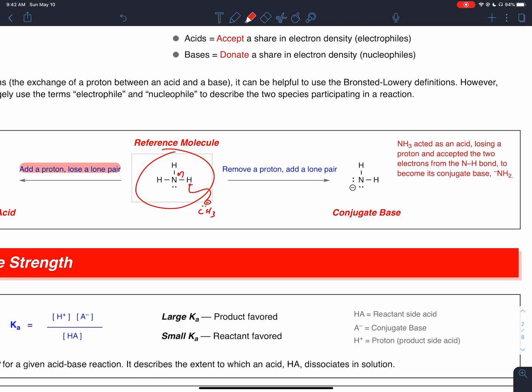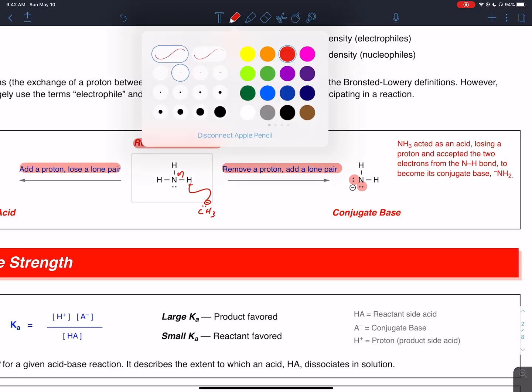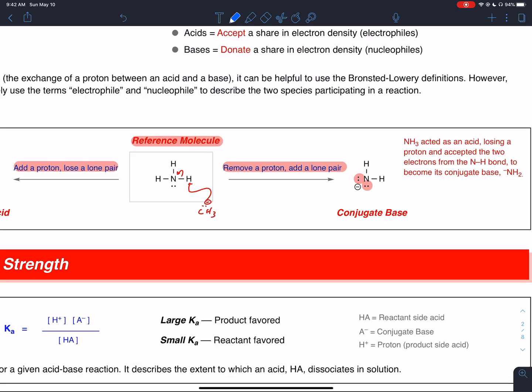NH2-. Notice that to go from our reference molecule NH3 to its conjugate base, we have removed a proton and we've added a lone pair to the nitrogen atom. There's two lone pairs now, there was one to begin with. And I think this is really crucial too, just in terms of you understanding the arrow flow.